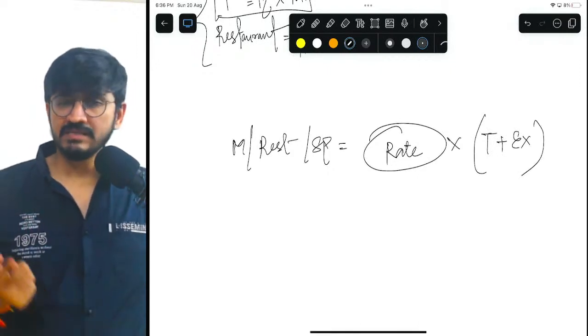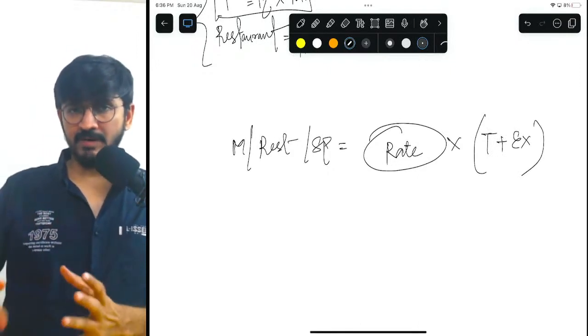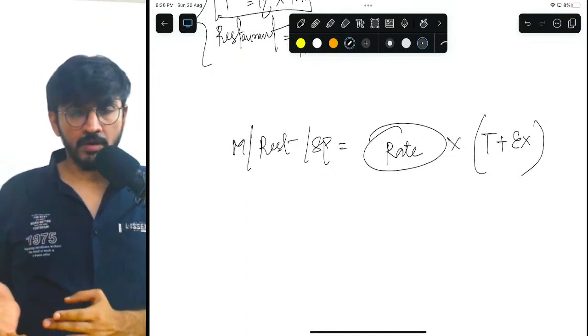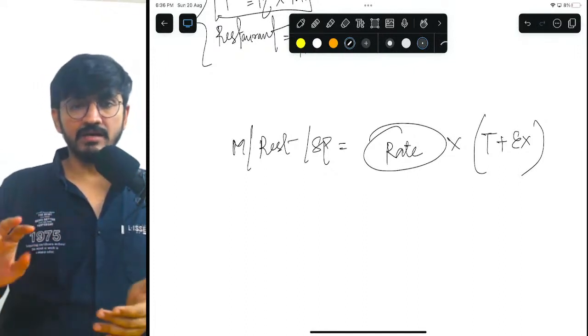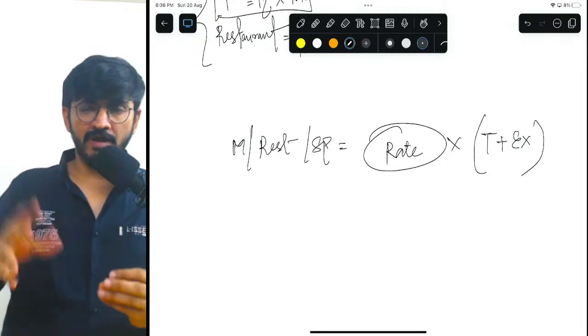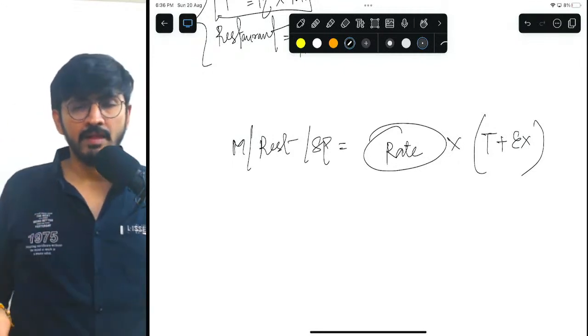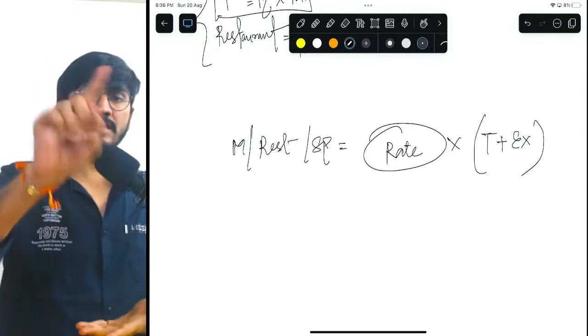A lot of people will say, sir, since the supplies are only exempt, why will I multiply here, whether it is 1% or 6% or 5%, whatever the rate applicable? Why? Because the supply is only exempt. No, you are incorrect.